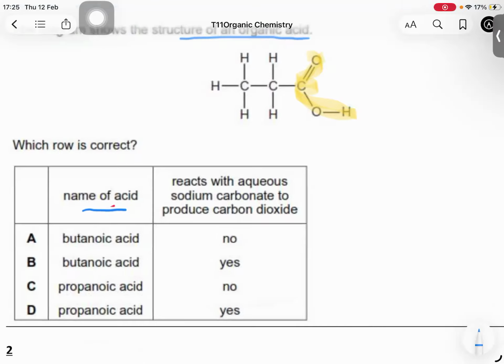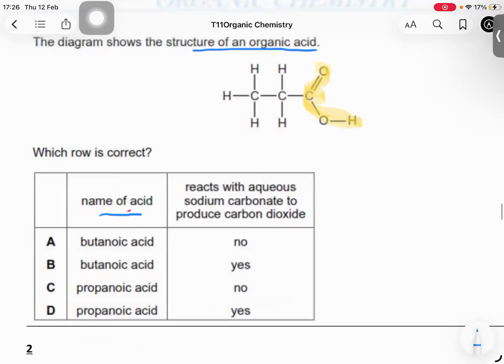Now, starting from this, what is the name of this? The name is based on the number of carbon. How many carbon in this carboxylic acid? So it's going to be a propanoic acid, C and D. And what about the sodium carbonate to produce carbon dioxide? Does it react with sodium carbonate to produce carbon dioxide? Yes, yesterday we learned that all the carboxylic acids react with all the carbonates and hydrogen carbonates to form carbon dioxide and water and salt.